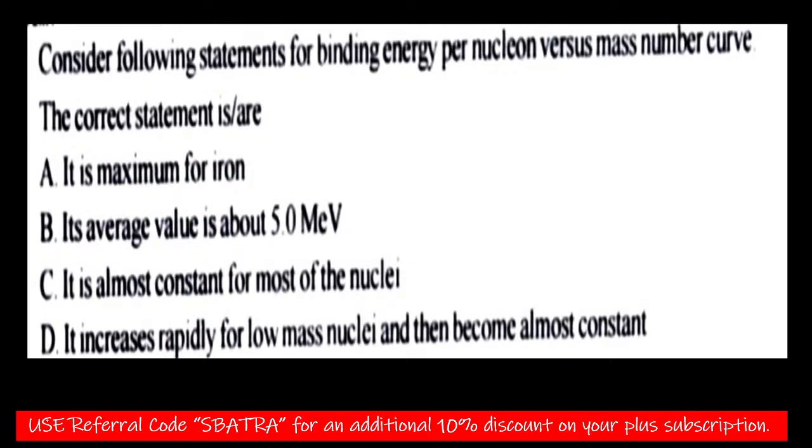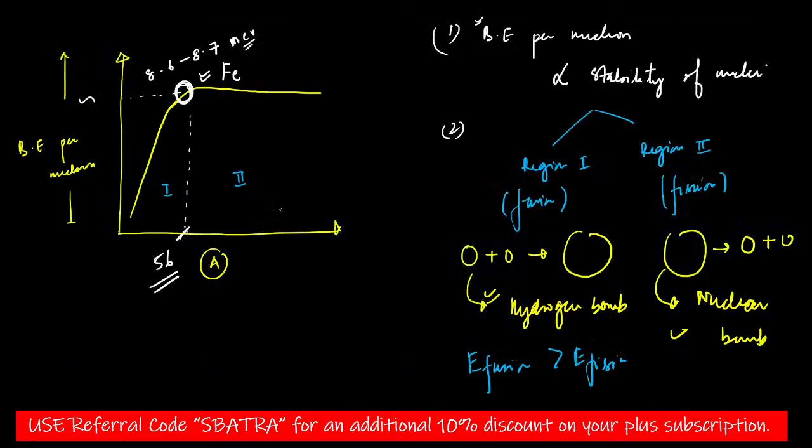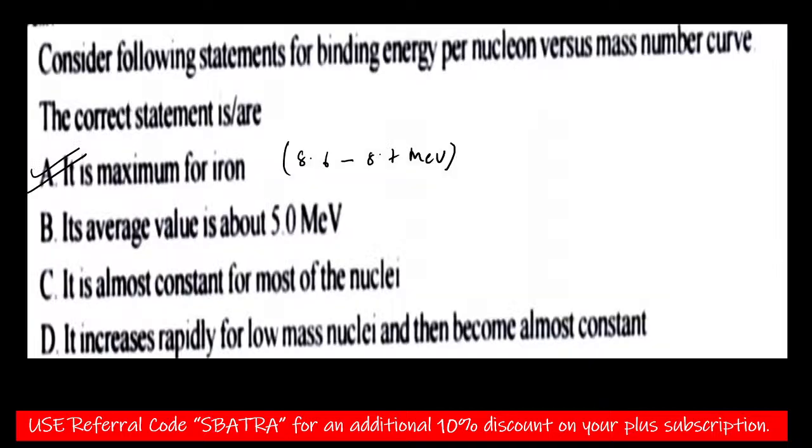The question was to find out the correct statements. It is maximum for iron, definitely, somewhere around 8.6 to 8.7 mega electron volts. Next, its average value is about 5 mega electron volts. No, its average value is about 8 point something. You can see the average value is not 5, because most of the particles are over here in region 2. So definitely option B is incorrect.